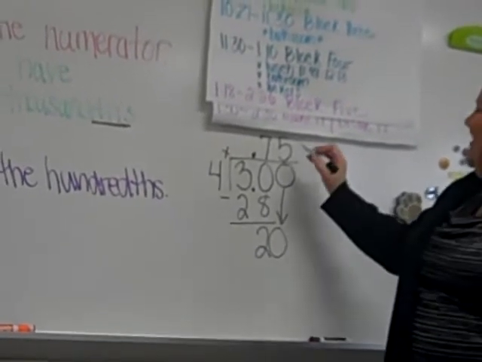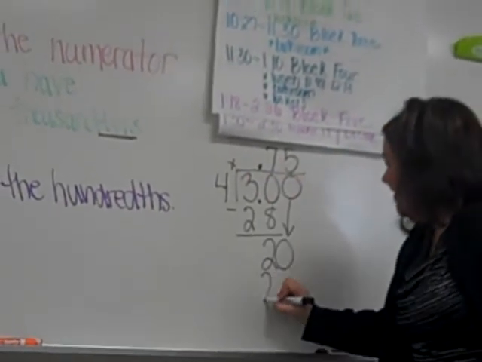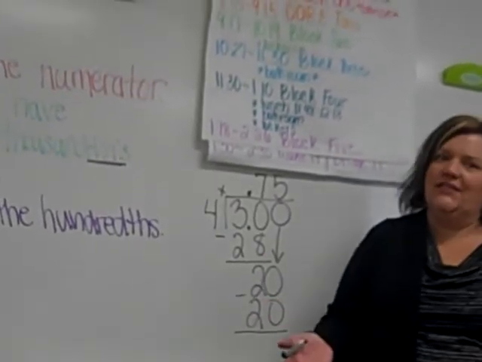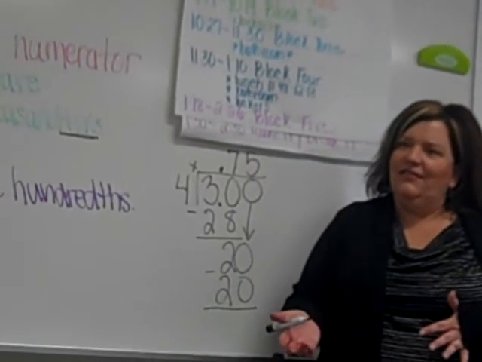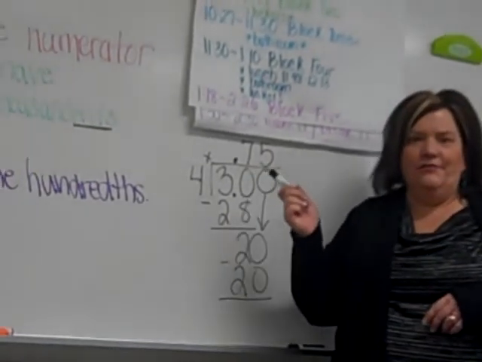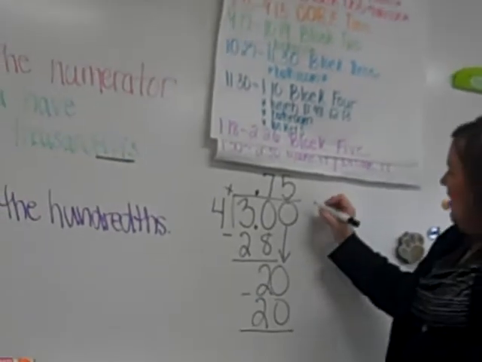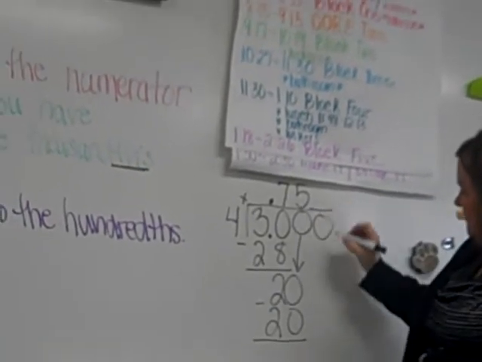Then 5 times 4 is 20. Have we gotten to the thousandths position yet? What position have we gotten to? Hundredths. Good, Jenny. So we're going to add another 0.